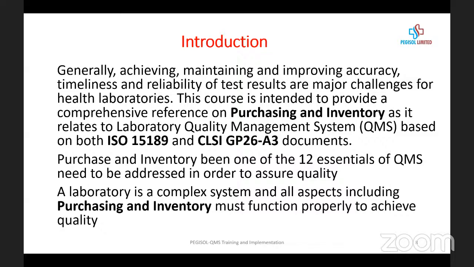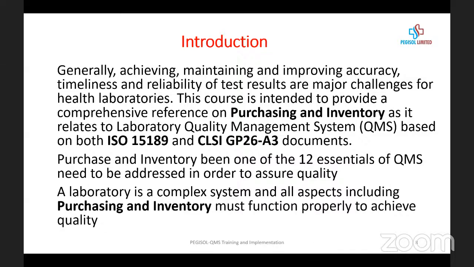Now, purchase and inventory, being one of the 12 quality system essentials, needs to be addressed in order to assure quality. Remember that every one of the 12 quality system essentials has to be addressed for your organization, for your department, for your healthcare institution, for your laboratory to enjoy the quality, to get the assured quality.